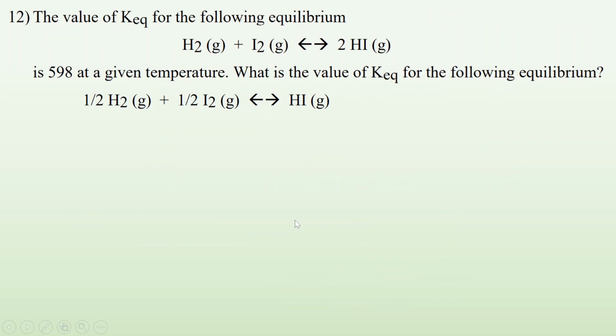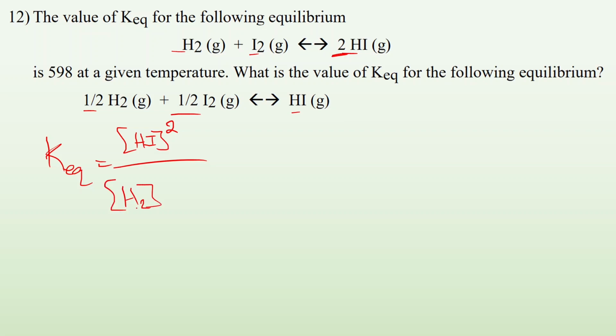All right, 12. The value of KEQ for the following equilibrium is 598 at a given temperature. What is the value for KEQ for the following equilibrium? All right, so let's see. We start with H2 plus I2 gives me 2HI. And hey, all the coefficients were cut in half, right? If I were to write out the expression for this, products, HI, to the exponent, originally it was a 2, divided by H2 concentration times I2 concentration.